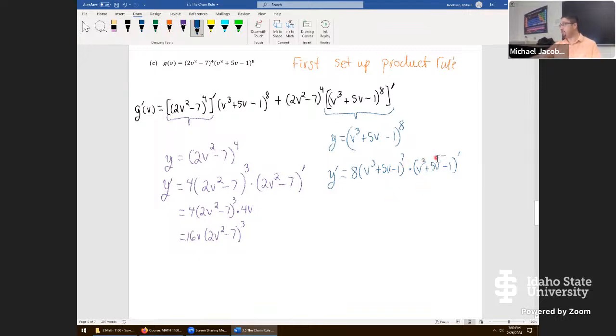Last thing to do is handle this derivative. But that derivative comes with 2 different terms, so we'll still need parentheses around that one. Y prime is now equal to 8 times (v cubed plus 5v minus 1) to the 7th power. Now here's our new step. Derivative of this will turn into 3v squared plus 5. So we are now ready to make a substitution here and here for those quantities just calculated. Any questions or comments so far, folks?